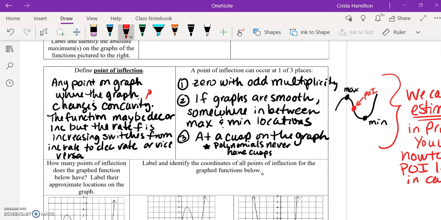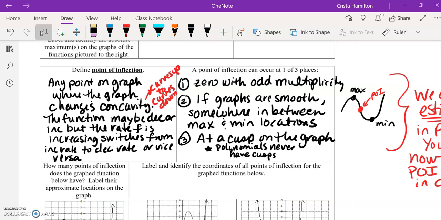Let's put that in red. Curves up to curves down, or vice versa. We've talked about this before. The function itself may be increasing or decreasing, but we're looking at the rate that the function is increasing or decreasing. And that rate is going to switch from an increasing rate to a decreasing rate. It's like, how was the function going up or going down? Was it going up faster with a steeper slope, or was it going up slower with a less steep slope as you go around? There are 3 places where this can occur.